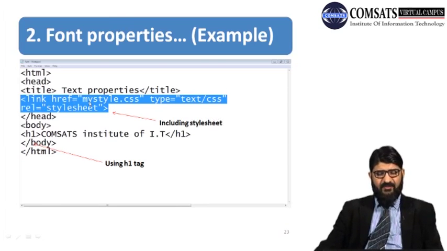Is it existing in the same folder? So we are only mentioning the file name mystyle.css with extension. The type is text/css and relation type is stylesheet. So it will include the style sheet for particular mystyle.css where h1 styling is described, head is closed, body start, h1 is applied. So for h1 COMSTAS Institute of Information Technology, using h1 tag, the styling will be applied accordingly.